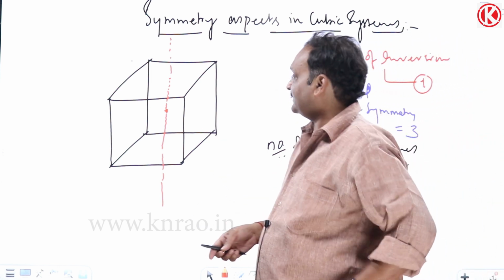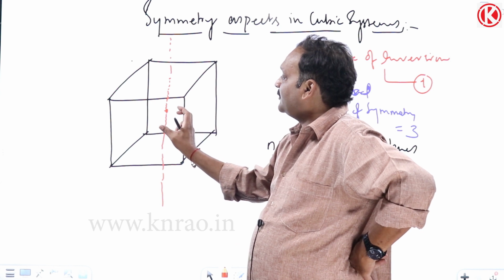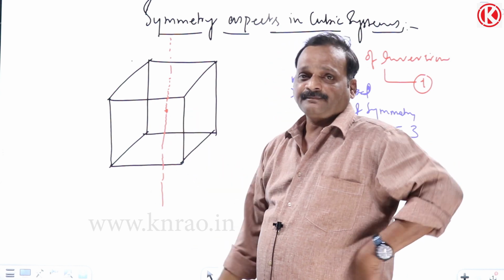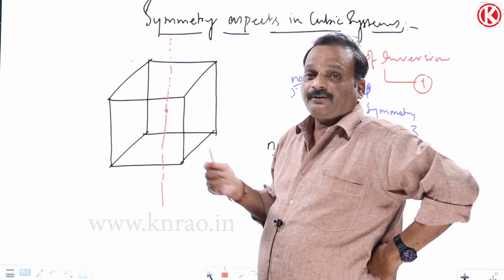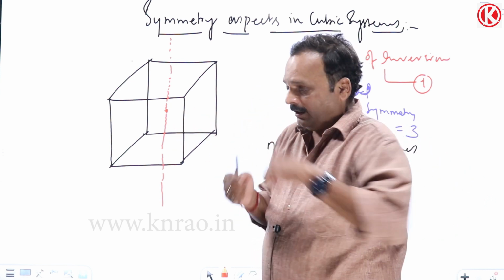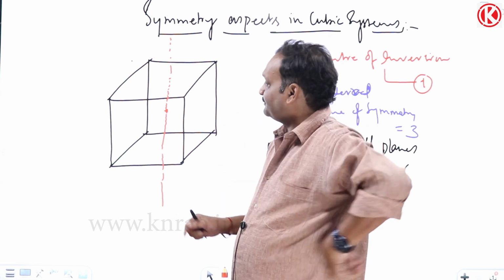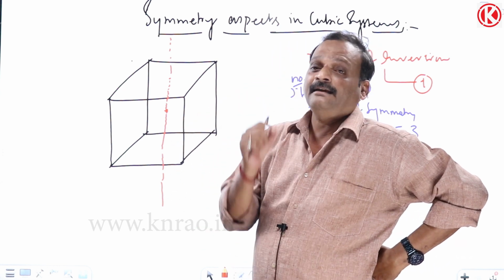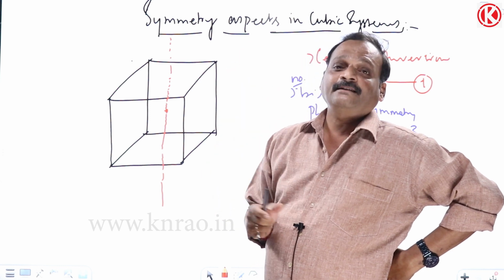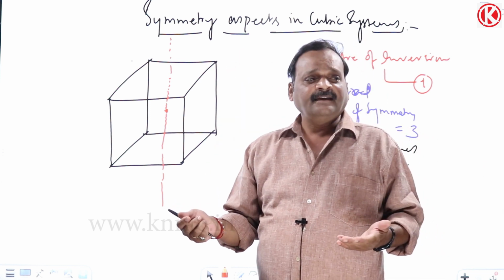Now about this axis, if I rotate the cube through exactly 90 degrees and leave it, the cube appears the same as before. If you have not seen me rotating the cube, you will not realize that I have rotated the cube. The cube appears the same as before.